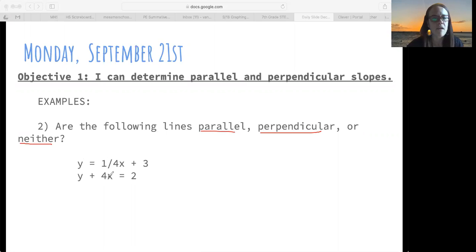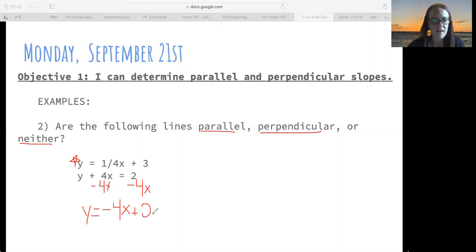So in this case, the first one, which we always want to make sure, notice how this is in y equals form, perfect, that's what we want. But the second one is not in y equals form. Want to make sure that that's in y equals form. We cannot analyze unless it is in y equals mx plus b form. So I'm going to move that 4x over to the other side. And my equation now is y equals negative 4x plus 2.